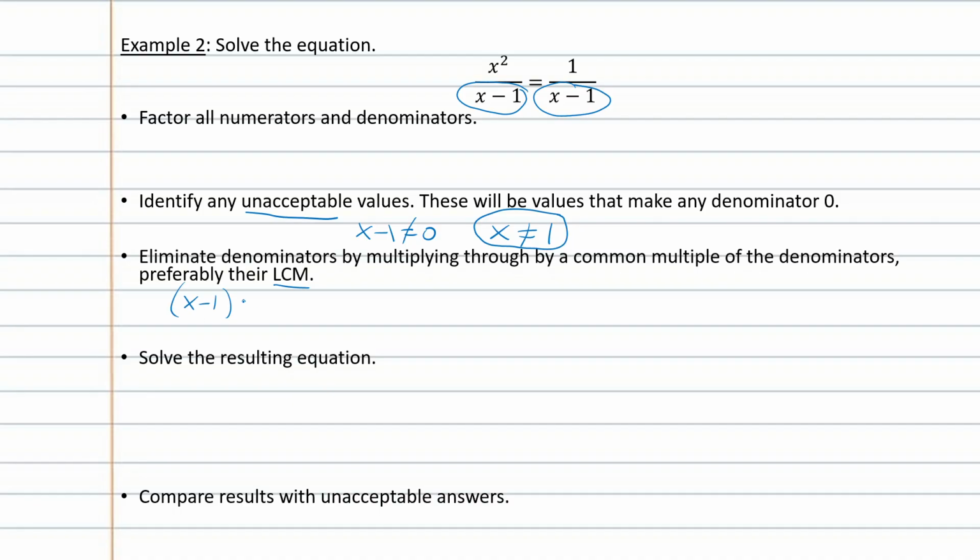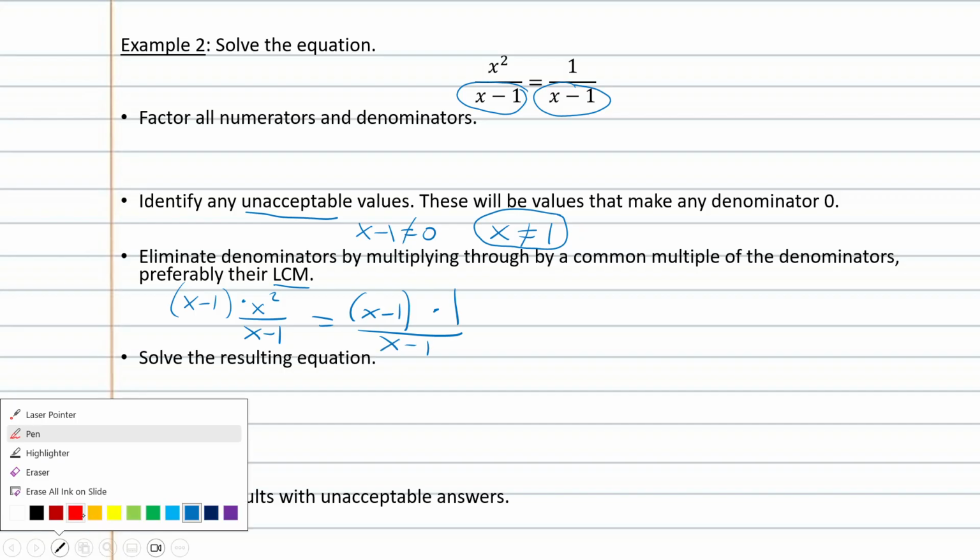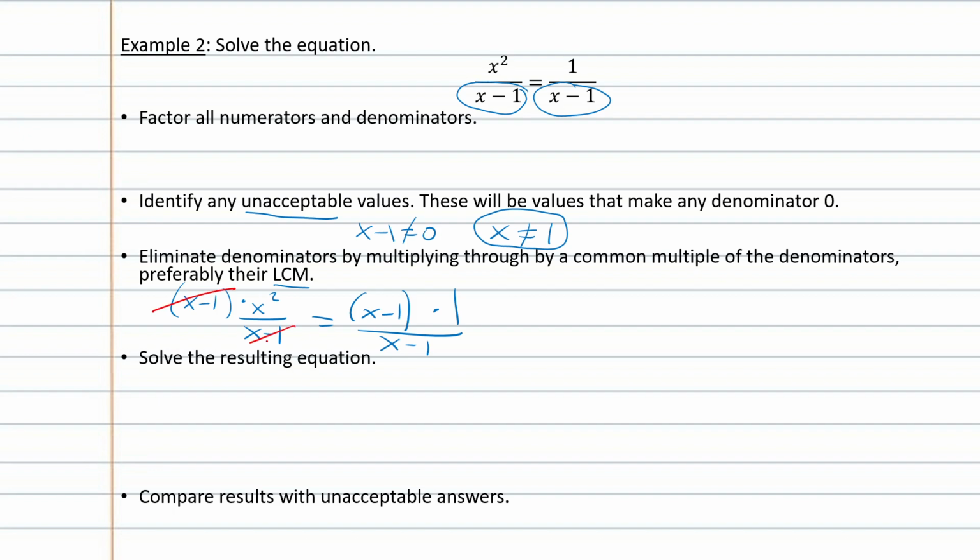So what I'm really doing is multiplying everything times x minus 1. So it'll be x minus 1 times x squared over x minus 1 equals x minus 1 times 1 over x minus 1. I think you can already see what happens here. The x minus 1's cancel, and I just have x squared equals 1. Now I can solve that resulting equation. If I take the square root of both sides, I get x equals plus or minus the square root of 1, which is just x equals plus or minus 1.